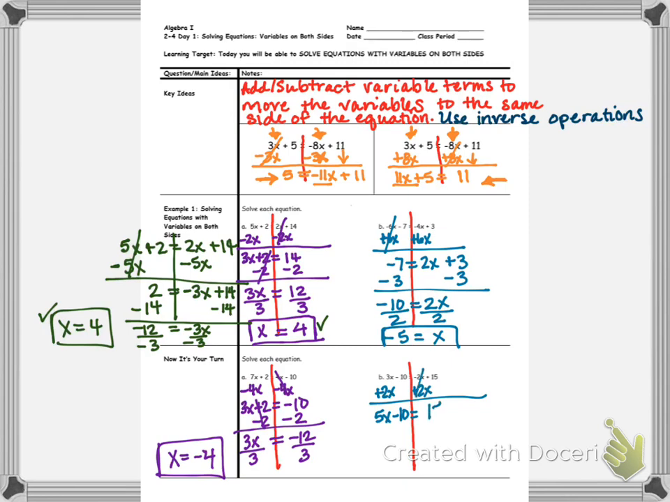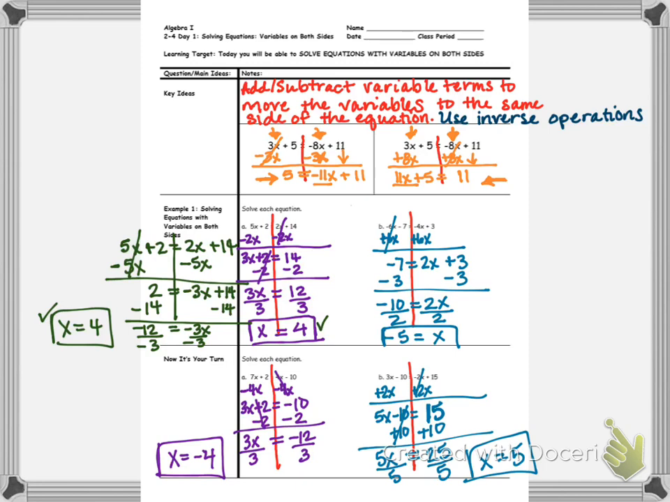And bring down the 15. So I moved the 2x over. It was just easier. Add 10 on both sides. Bring down the 5x. Those canceled out. 15 plus 10 is 25. 5 times blank equals 25. This should be an easy one. X is equal to 5.